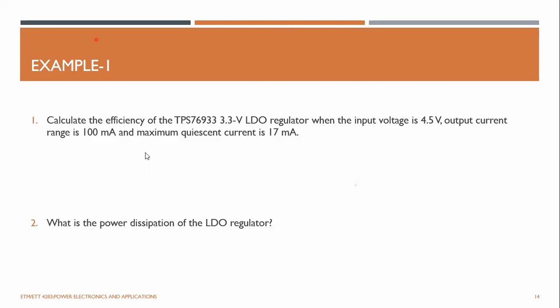Okay, now it's time to work on a simple example. Here we have this power loss calculation example, so just work by yourself. The example is here: calculate the efficiency of this TPS LDO regulator. The output voltage is 3.3 volts, and the input voltage is set to 4.5 volts, and the maximum output current is 100 milliamps. The maximum quiescent current is 17 milliamps, right?